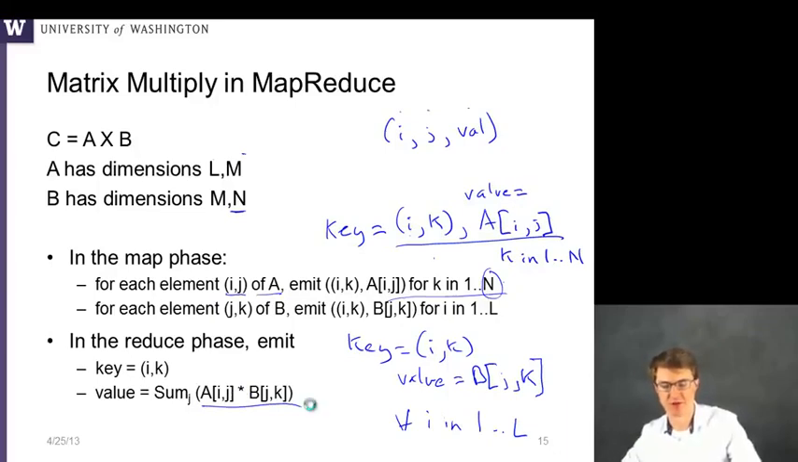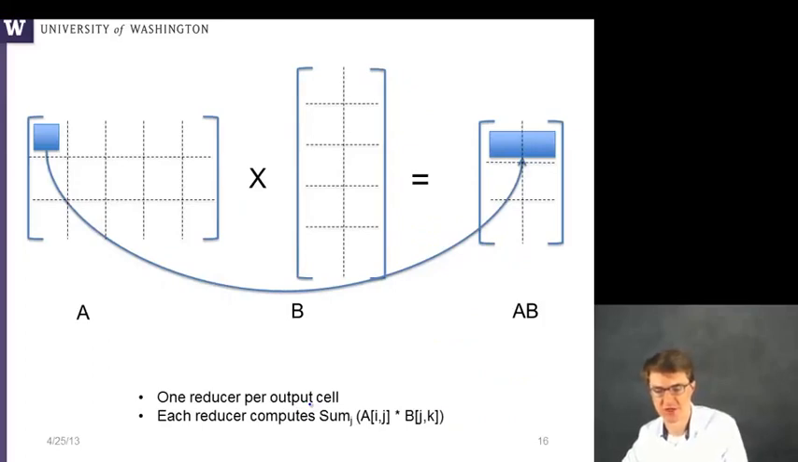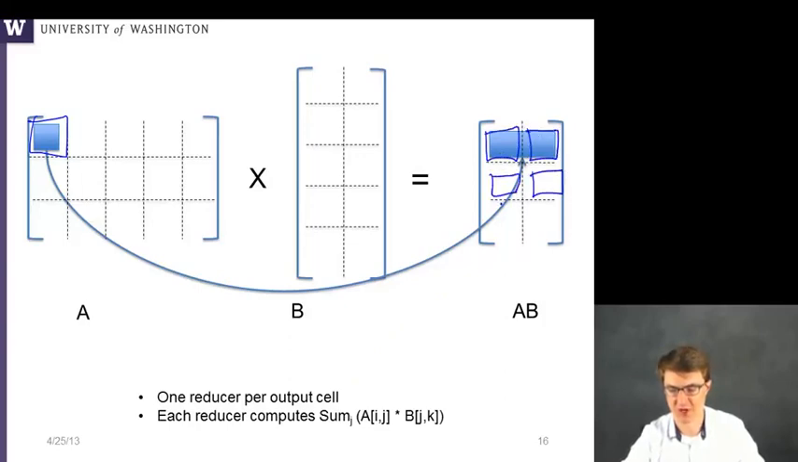So it may be hard to think about written out in notation like that, so think about this diagrammatically. Actually, let me back up one step. First thing to recognize is that there's going to be one reducer per output cell in this algorithm. So here we're going to have 6 reducers.